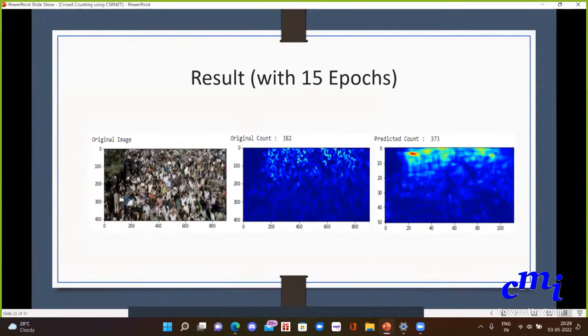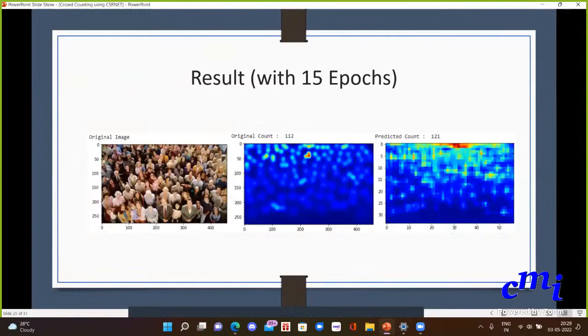For the same image with 15 epochs, we are getting the predicted count as 373. Since the difference is very low, you can say the result for 15 epochs is good. Let's see some other examples for 15 epochs. For this image, the original count is 112 and the predicted count is 121, so for that image also we are getting a good result.